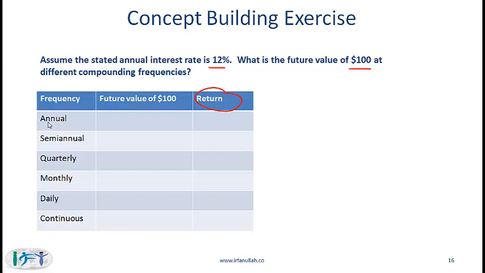If you have annual compounding, then at the end of 1 year, $100 must become 112, which means that the return is 12%. What if you have semi-annual compounding? Will the return still be 12% or more than 12%? Hopefully you recognize intuitively that the return will be slightly more than 12%. And given what you've learned over the last few minutes, I want you to fill this table out before you move on.